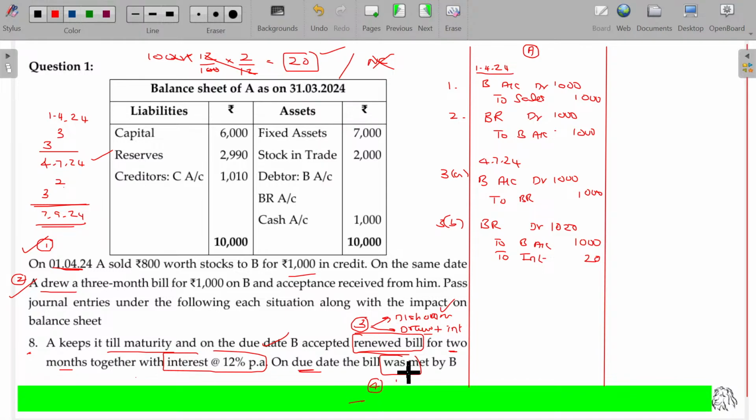And fourth entry, on maturity date of the second bill, 7/9/24, the fourth entry is passed, which is nothing but meeting it promptly. So we get the collections for this BR, bank account debit to BR. It got honored properly. This value being 1020. Clear?